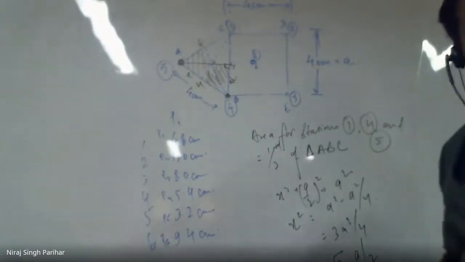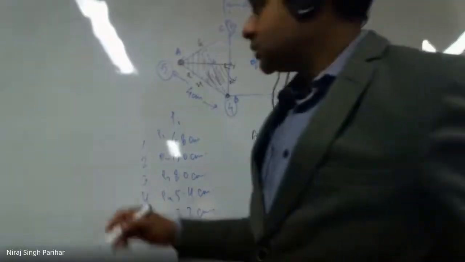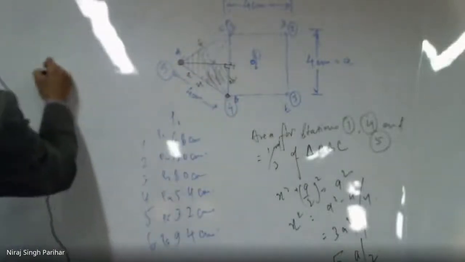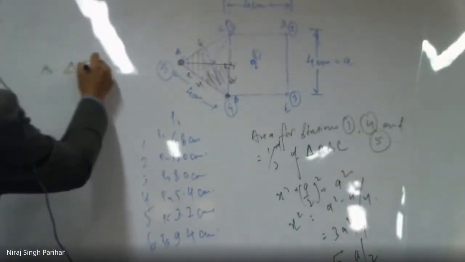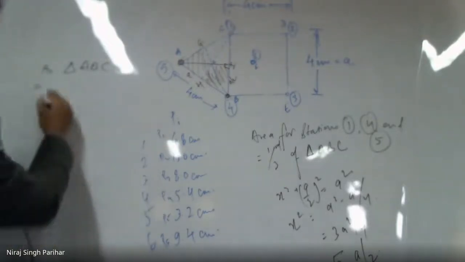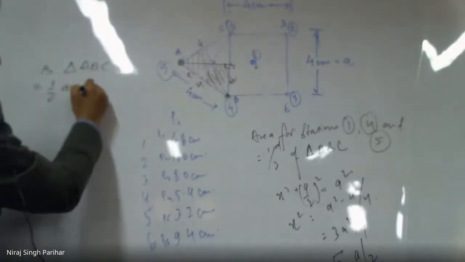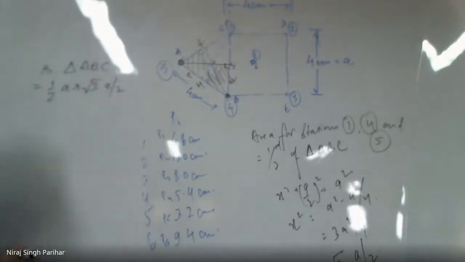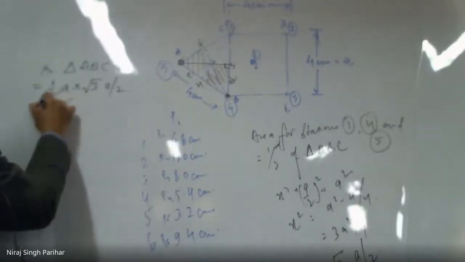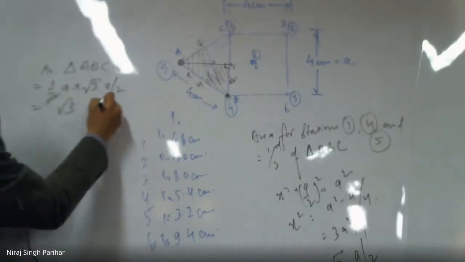Let me rub off this thing first. Okay, I can use it here, right? So can you find out this area of this triangle ABC? Now this will be half. Base is A. Height is how much? Under root 3 A by 2. So ultimately we got this area of this triangle as this two. Okay, this both are in denominator. So under root 3 A square by 4.